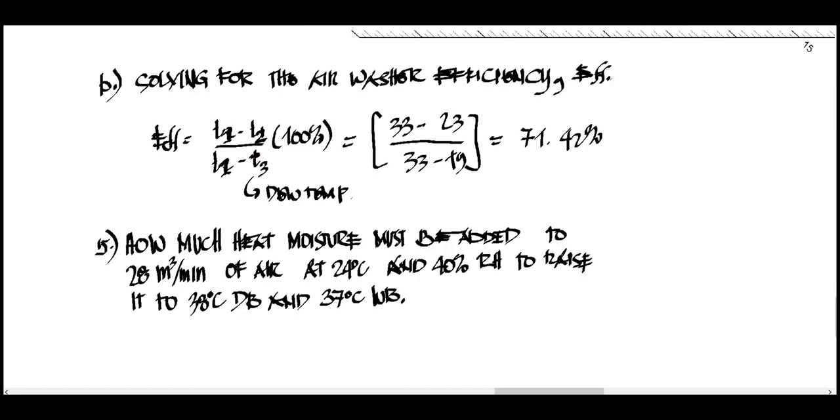So next problem, we have how much heat moisture must be added to 28 cubic meter per minute of air at 24 degrees and 40% RH to raise it to 38 degrees dry bulb and 37 degrees wet bulb. Okay, so let's try to plot it in the psychrometric chart.